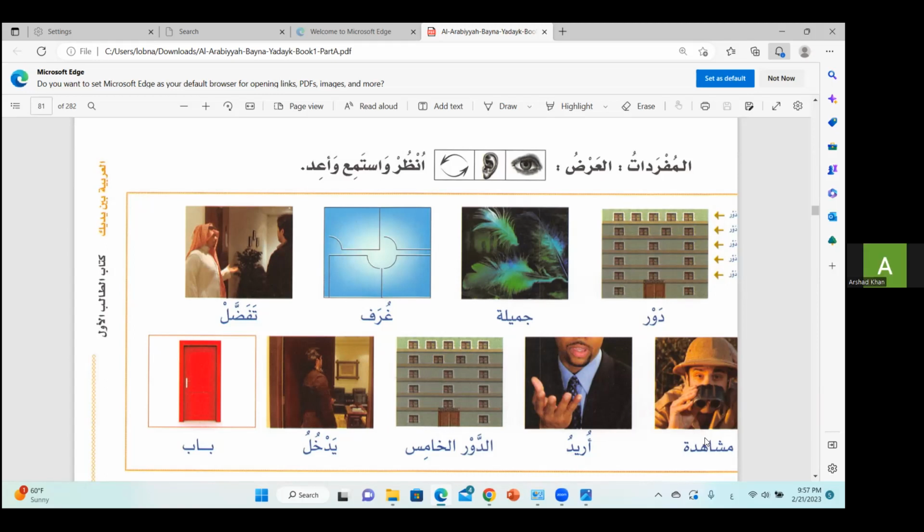Mushahada is to witness or to watch something. Uridu, I'm going to use you for reading the next chapter. Uridu is I want. Ad-dawr al-khamis, the 5th floor. Yadkhulu is to enter. Bab is like a door.